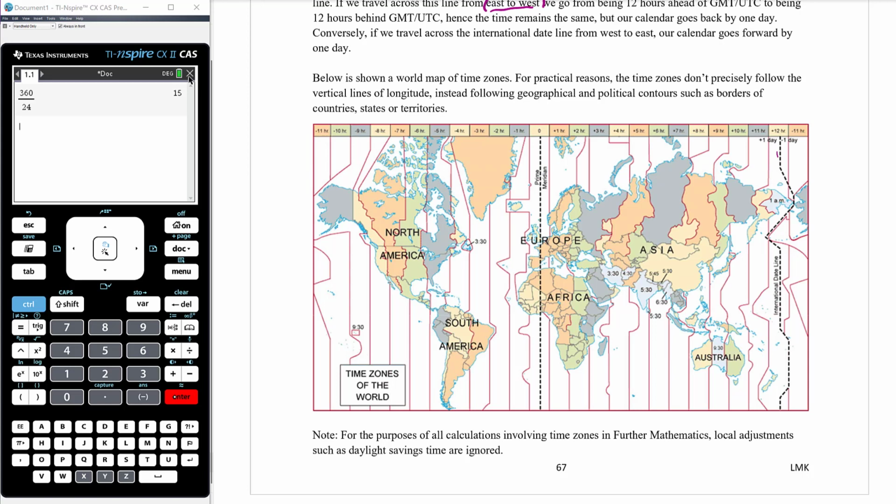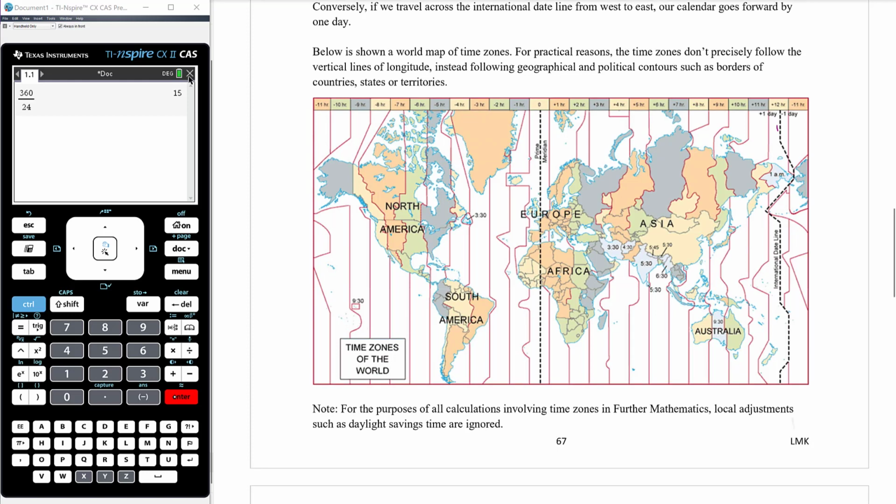Now, for the purposes of all calculations involving time zones in further maths, we're just purely going to be going on the longitude, okay? The measure of longitude for the time zone, and we are certainly not going to be worrying about any local adjustments such as daylight savings and other things like that.